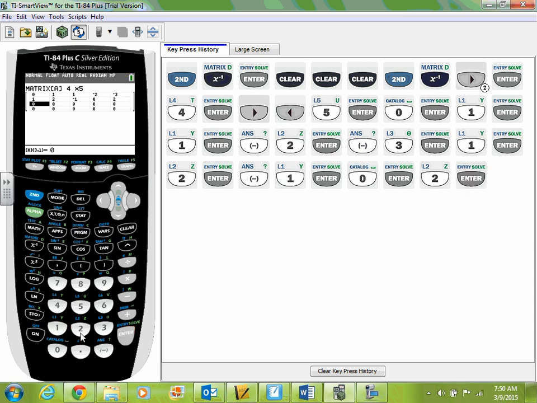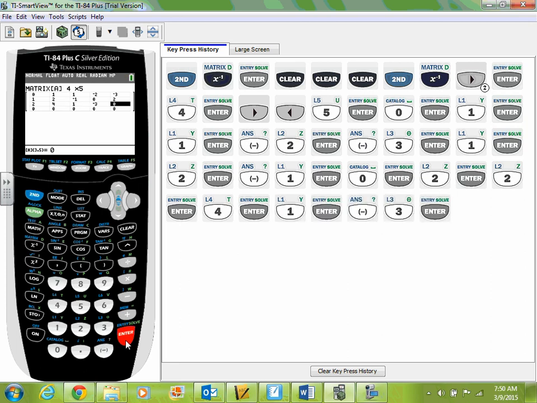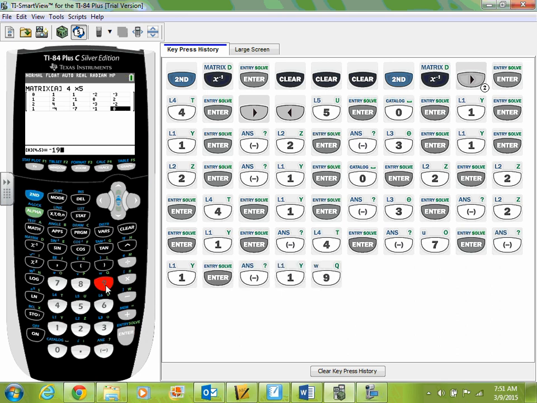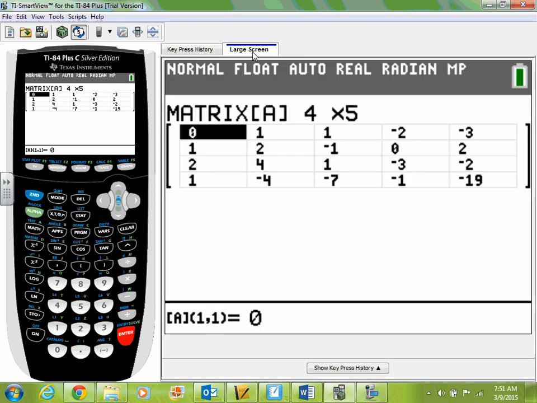Your third row is 2, 4, 1, negative 3, negative 2. And your fourth row is 1, negative 4, negative 7, negative 1, negative 19. Okay, so if you enter all of those numbers in, then you'll have a 4 by 5 matrix that has the same leading coefficients as our original equation. There, that's probably easier to see.